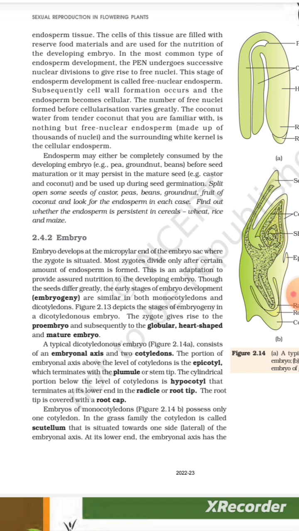A typical dicotyledonous embryo, Figure 2.14a, consists of an embryonal axis and two cotyledons. The portion of the embryonal axis above the level of cotyledons is the epicotyl, which terminates with the plumule or stem tip. The cylindrical portion below the level of cotyledons is the hypocotyl, that terminates at its lower end in the radicle or root tip. The root tip is covered with a root cap.